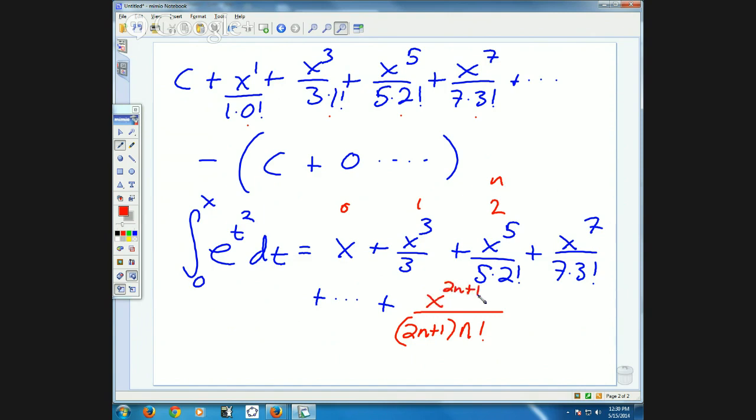Hey, we got a formula for it. That's kind of cool. So we can actually state the sigma notation for it. We could say this integral is equal to the sum as n goes from 1 to infinity of x to the 2n plus 1 over 2n plus 1 times n factorial.